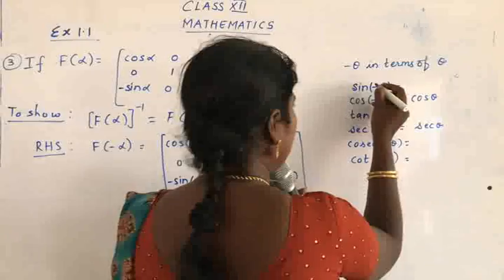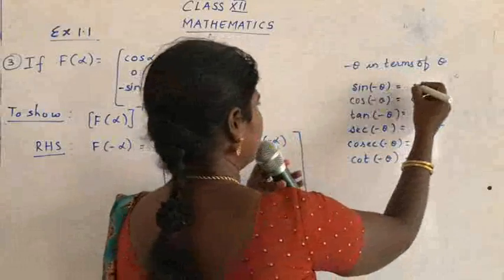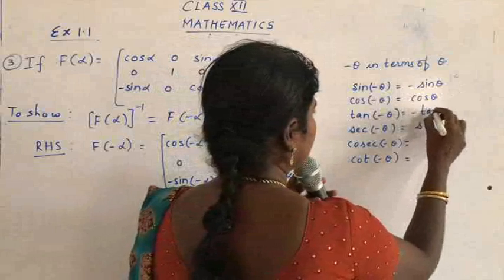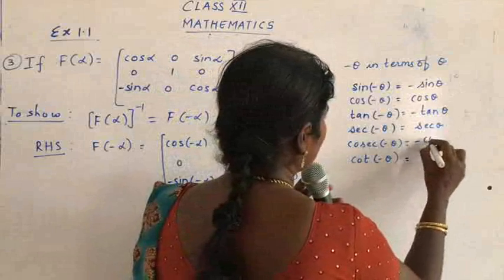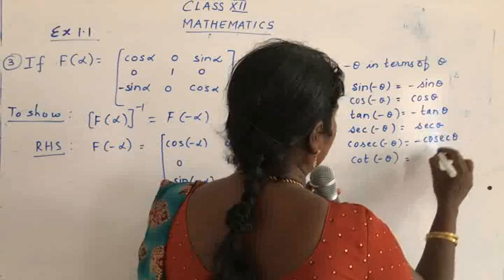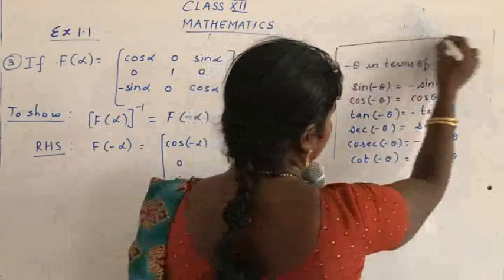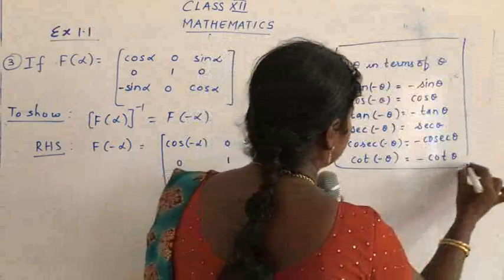And for the remaining ones, the minus sign will come to the front. So it becomes minus sine theta, minus tan theta, minus cosec theta, and minus cot theta. So this is important. Just note down this point.